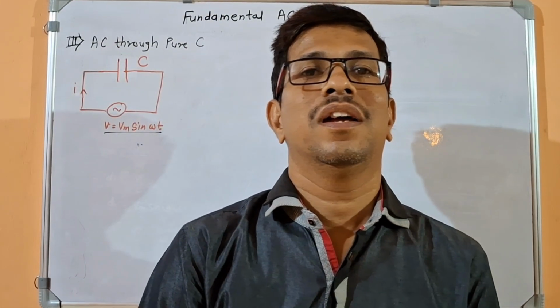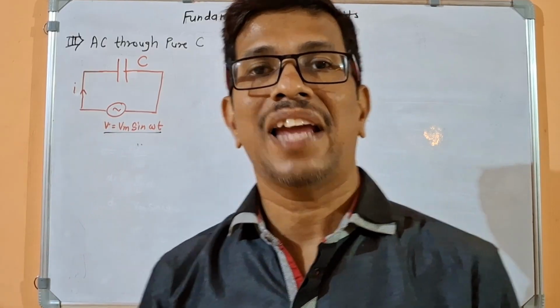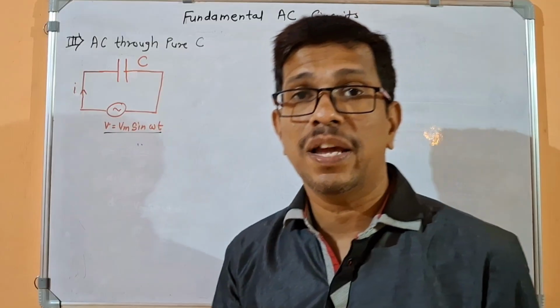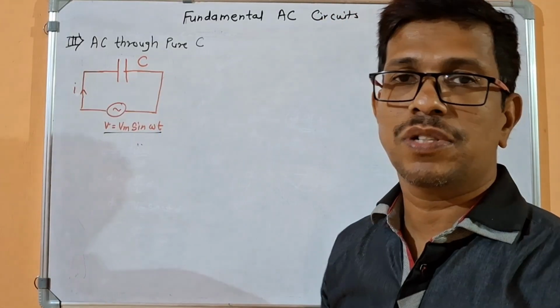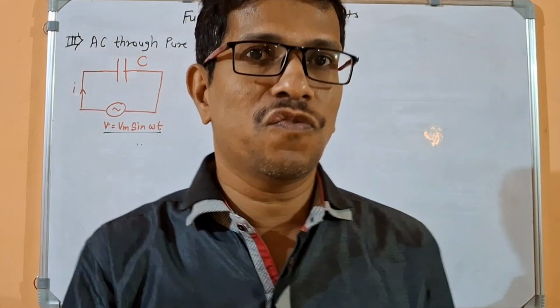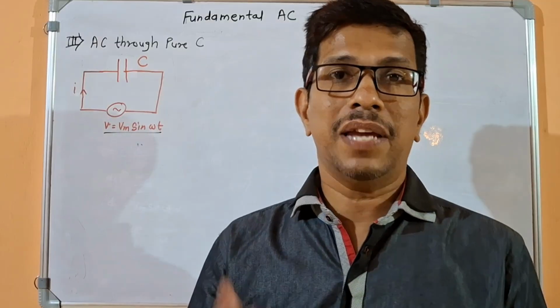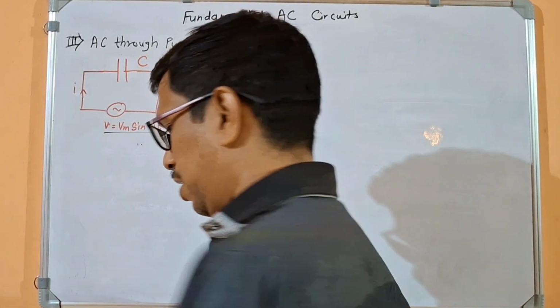Namaskar Mitrano. In this video we will see the behavior of the AC through a pure capacitor. Again we have given the voltage V equals Vm sin omega t. Current I will start flowing in a pure capacitive circuit, where C is the pure capacitor. So first of all we have to find the relation between V and I, or what is the behavior of the current in a pure capacitive circuit when we apply the voltage.